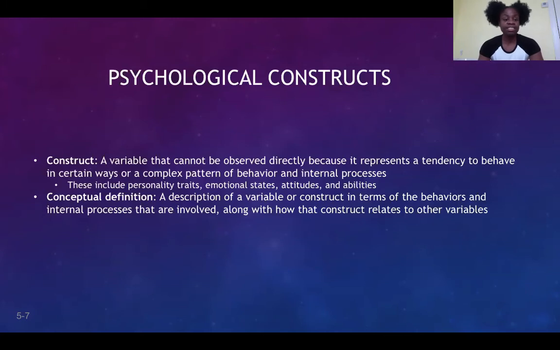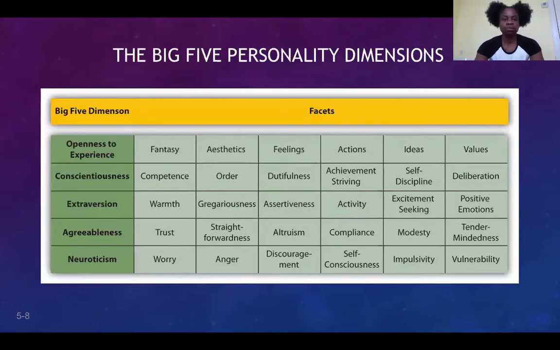The conceptual definition of a psychological construct describes the behaviors and internal processes that make up that construct, along with how it relates to other variables. We can conceptually define neuroticism as a person's tendency to experience negative emotions across a variety of situations. Here we have a figure, which can be found in chapter 5, of the big 5 personality dimensions.